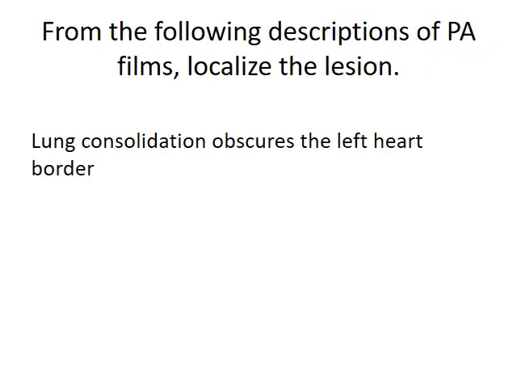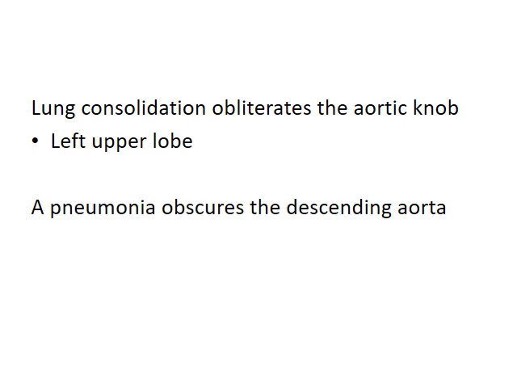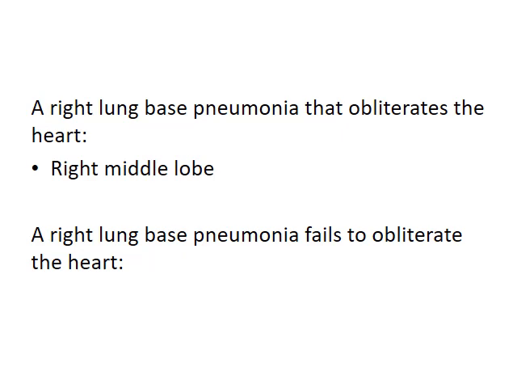So from the following descriptions of PA films, localize the lesion. Lung consolidation obscures the left heart border. Lingula is affected. Lung consolidation obliterates the aortic knob. Left upper lobe consolidation. A pneumonia that obscures the descending aorta indicates left lower lobe consolidation. A right lung base pneumonia that obliterates the heart, right middle lobe is affected. A right lung base pneumonia that fails to obliterate the heart, right lower lobe is affected.